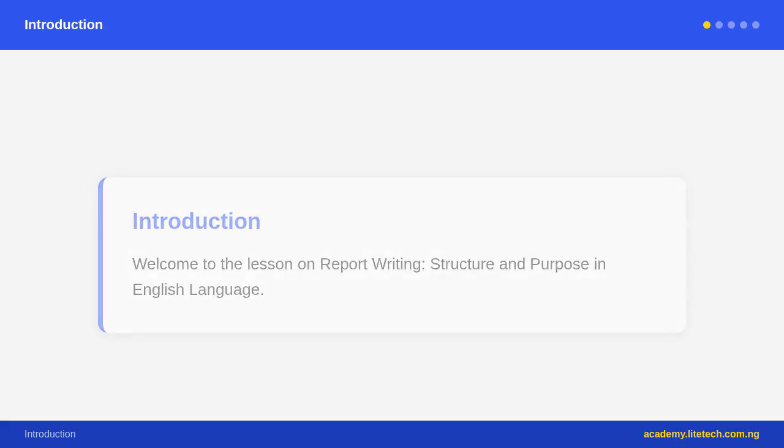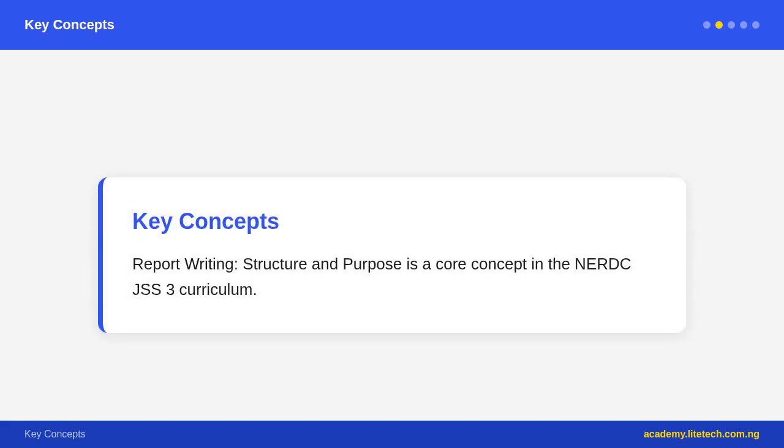The standard structure of a report. 1. Heading/title. The title clearly states what the report is about. It is often written in capital letters or underlined. Examples: Report on the field trip to Lekki Conservation Center, March 15, 2026. A report on the outbreak of malaria in Owerri Secondary School.